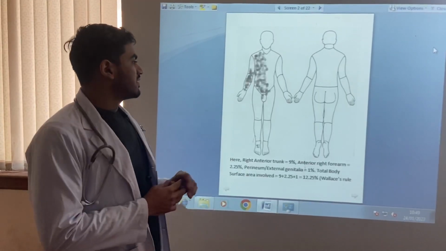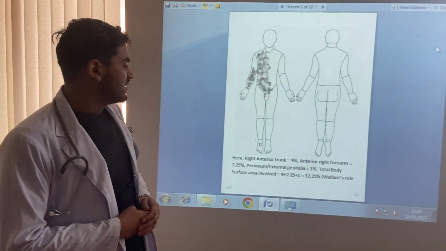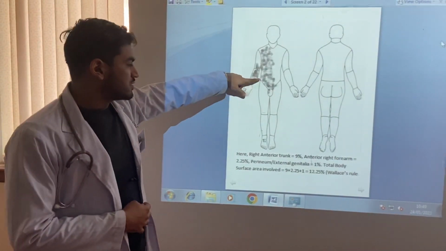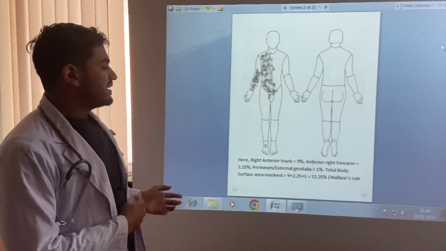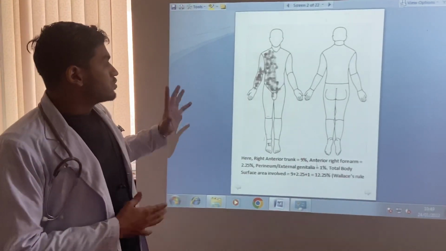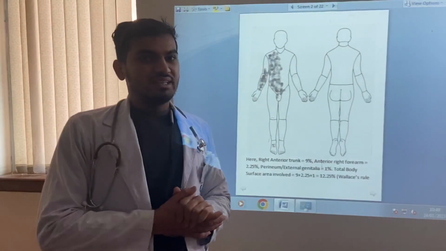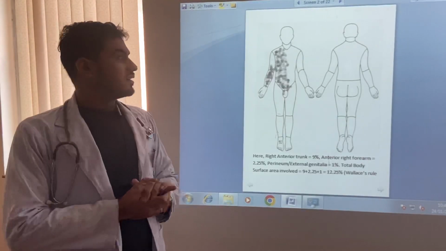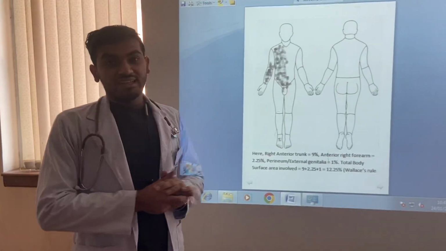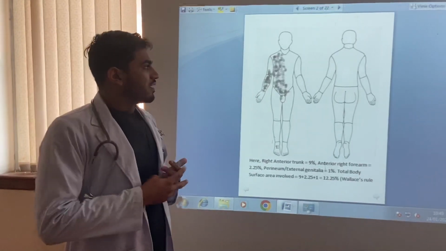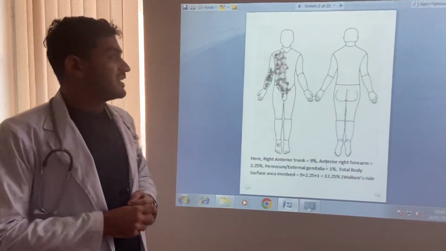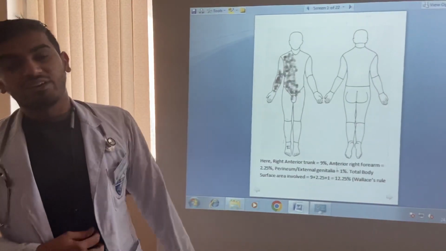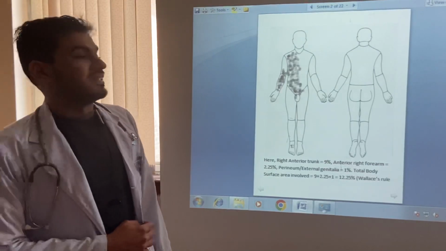First, here it is given that there is a burn in the right anterior trunk, the anterior right forearm, and the perineum and external genitalia, which you can see in the figure also. For the calculation of the total body surface area, there is the rule of 9 formula. It says that the head and neck are 9%, the trunk 9%, the abdomen 9%, and for a whole limb it is considered 9% for the upper limb and the lower limb also.